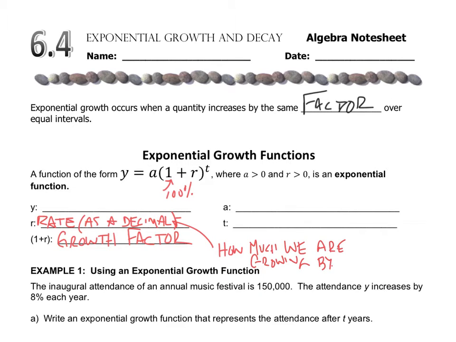Y is basically our final amount. It's how much we have after that growth has happened. That's our output. A represents our initial amount, which, remember, is also our y-intercept. Back when we did exponential functions, y equals a b to the x, a was our y-intercept. And t stands for time. How long is this growth happening?